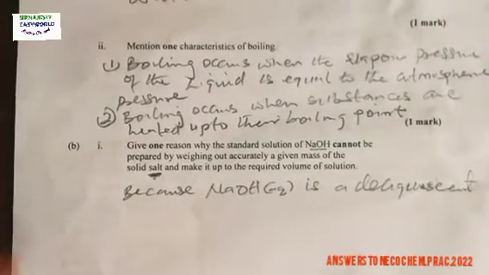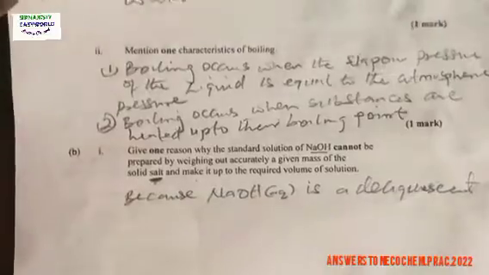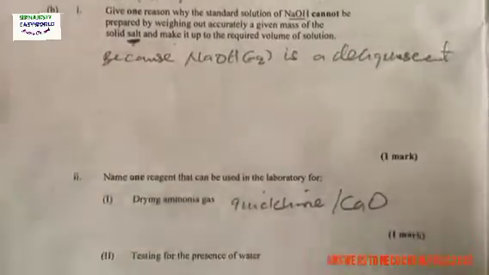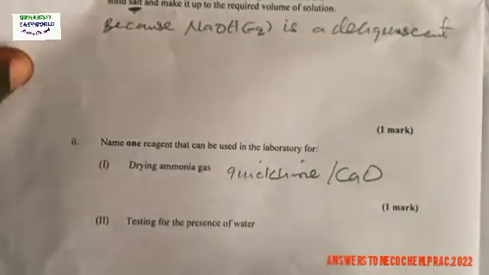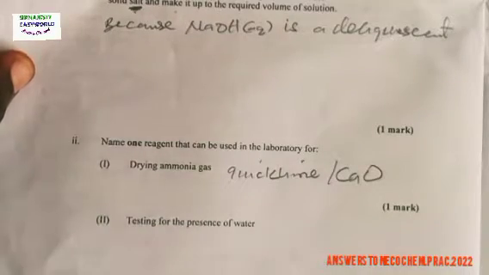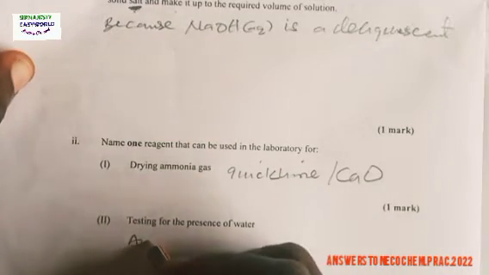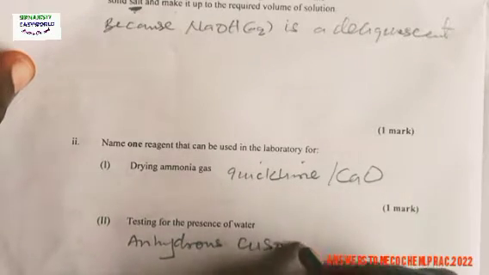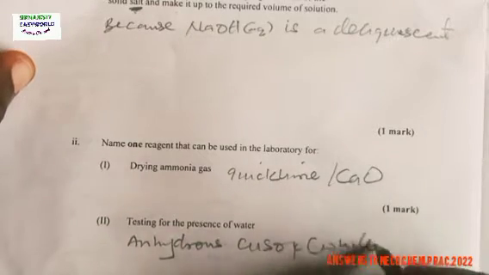Then the next one says, name one reagent that can be used in the laboratory for drying ammonia gas. You write quicklime, or calcium oxide. They say name one laboratory reagent for testing for water. You can use anhydrous cobalt 2 chloride or use anhydrous copper 2 tetrasulfate 6, that is white.